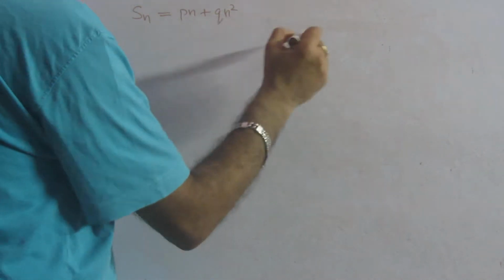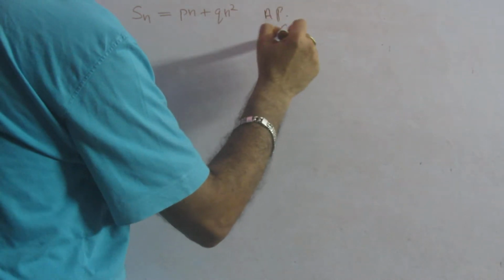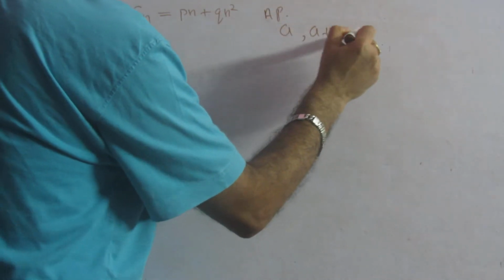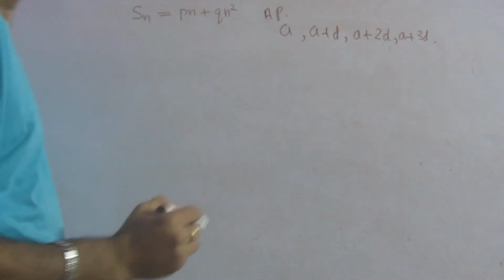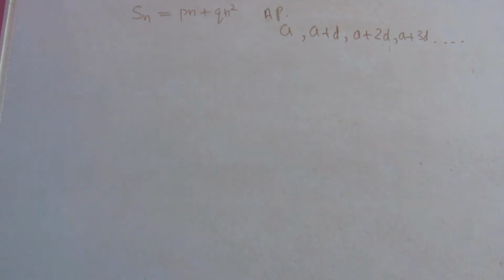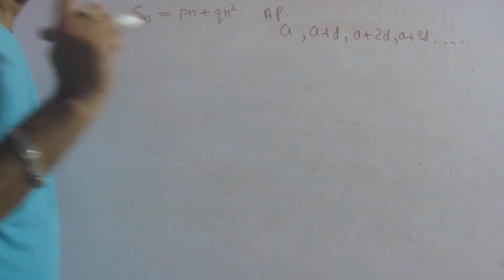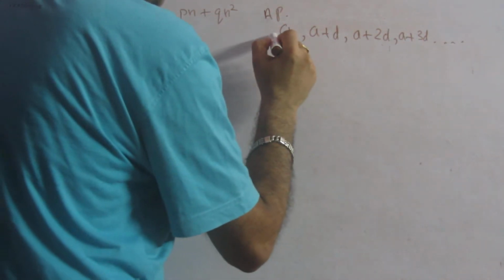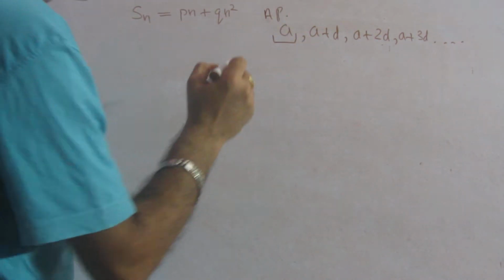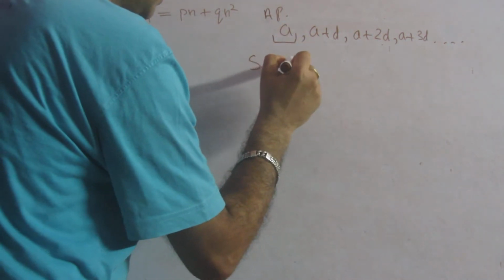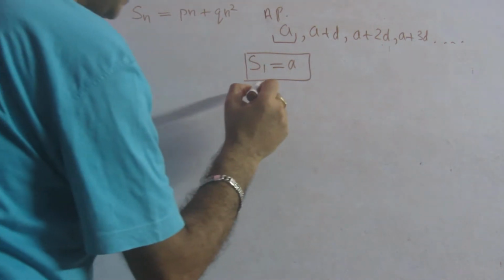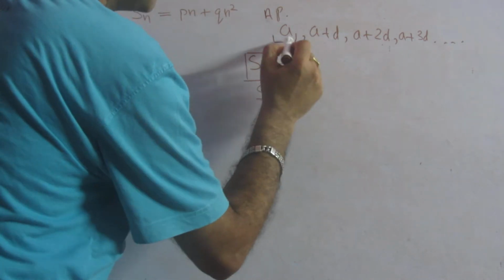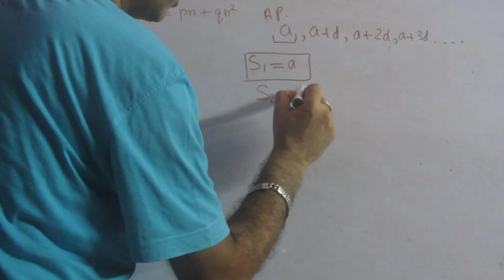See, how do we write an AP? An AP is something like this: A, A plus D, A plus 2D, and like this it goes on. Now if I have to find the sum of the first term, S1, my first term is A, so that means if I find S1, it will give me A. Now if I have to find the sum of two terms, that would be what? A plus (A plus D), which becomes 2A plus D.